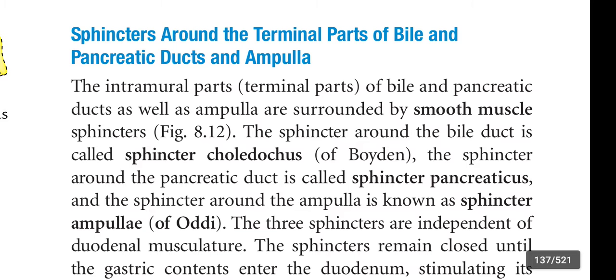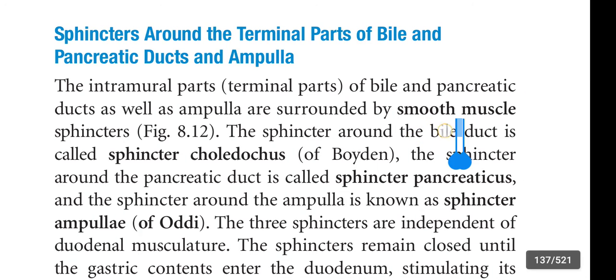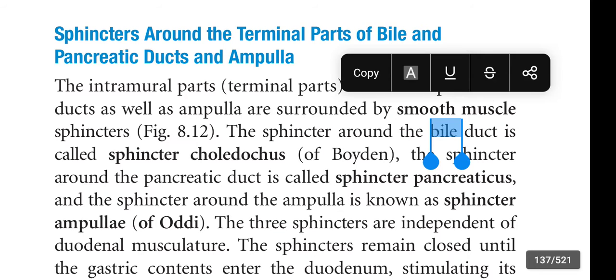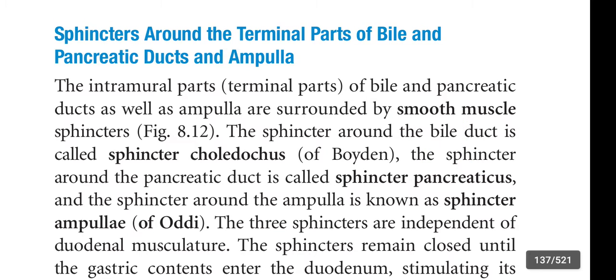First, bile duct. Bile. What is the starting letter? B. Okay, bile, B, guys. The sphincter around the bile duct is called sphincter choledochus. But you remember, sphincter of Oddi, bile, Boyden, B. Bile, Boyden. The sphincter around the bile duct is called sphincter choledochus or sphincter of Boyden. Bile duct, Boyden, sphincter of Boyden.